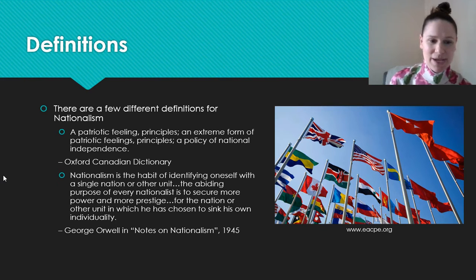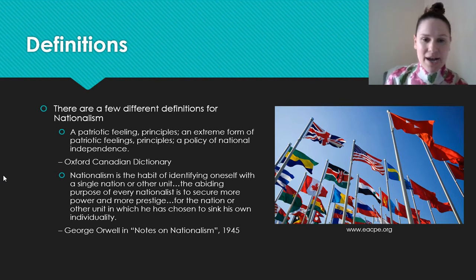If we look to a different perspective, George Orwell is a very famous author who has written some novels, and you're going to speak more about him in Social 30, who has identified the state and power as something that should be very limited with a country. So he talks about nationalism as the habit of identifying oneself with a single nation or other unit. The abiding purpose of every nationalist is to secure more power and more prestige for the nation or other unit in which he has chosen to sink his own individuality. You can see he has quite a negative take towards nationalism, and we're going to start to understand how some people view it before we properly define it.